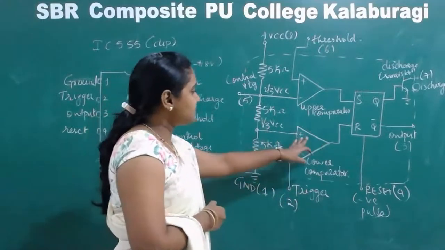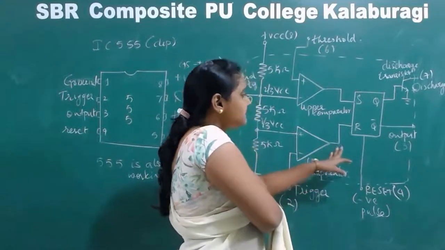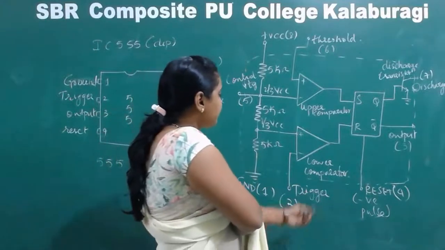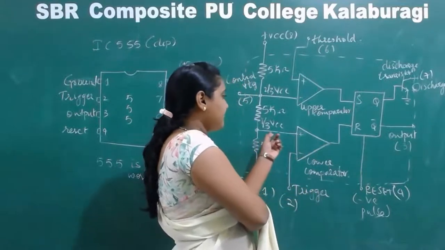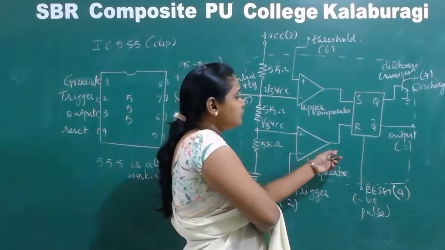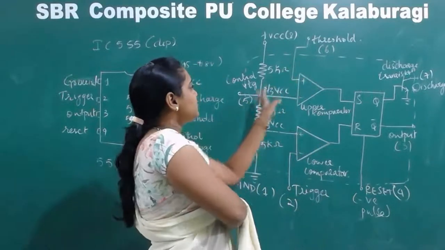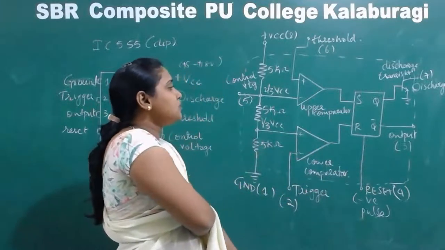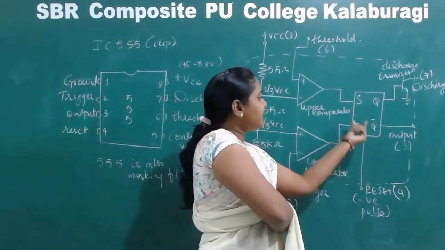So this is positive value, the comparator output will be 0. The comparator can only take the values of 0 and 1. Positive output if the trigger is less than 1/3 of the VCC. If it exceeds 1/3 of the VCC, the output goes low. Otherwise, the output remains high. It is the same with the threshold and the control voltage also. In the same manner, the upper and lower comparator are going to work. The output of the upper and lower comparator is applied to the input of the flip-flop S and R.